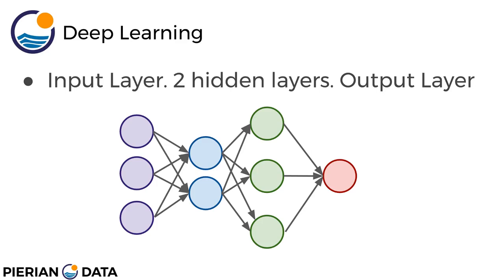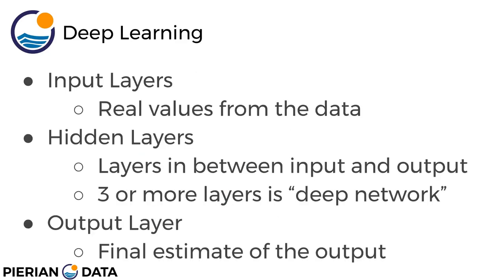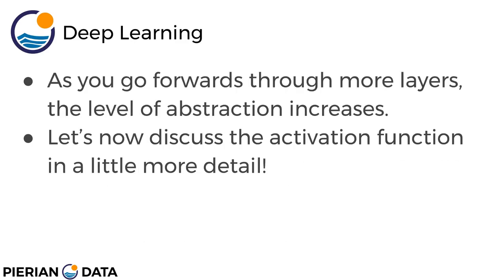Essentially, hidden layers are layers that don't get to see the outside, that is, all the way the inputs on the left or all the way the outputs on the right. So input layers, those are real values from the data, so they take in the actual data as their input. Then you have hidden layers, and those are the layers between the input and output layers. And if you have 3 or more hidden layers, that's considered a deep network. And then an output layer where you have some sort of final estimate of whatever the output that you're trying to estimate is. So as you go forwards through more layers, the level of abstraction increases.